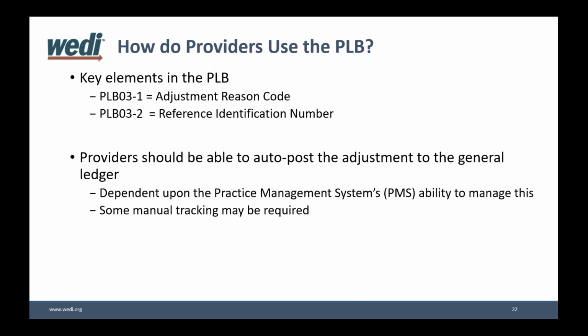So some examples would be interest. The payer owes the provider interest because they have not paid the claim in a timely fashion. There could be a forward balance that's generated because an original claim had to be adjusted, and in doing the adjusted claim, the payer paid less, which means now the provider owes that payer money back. That would be set up as a forward balance.